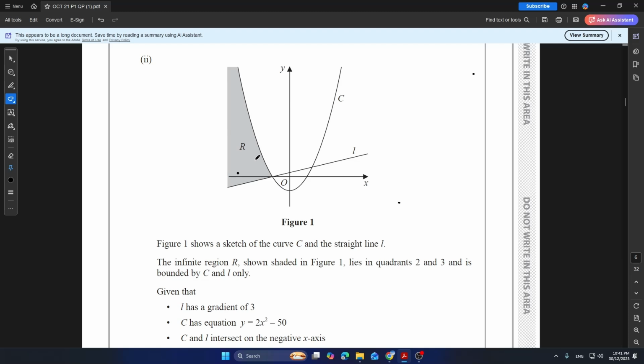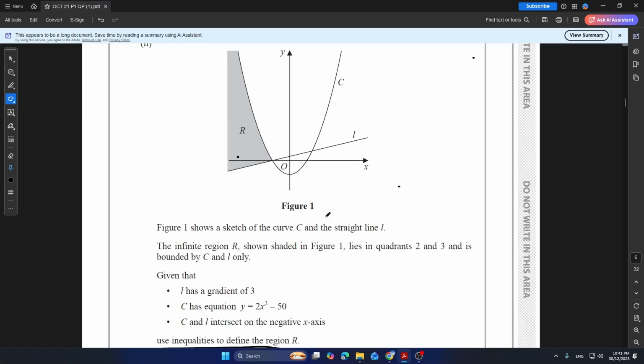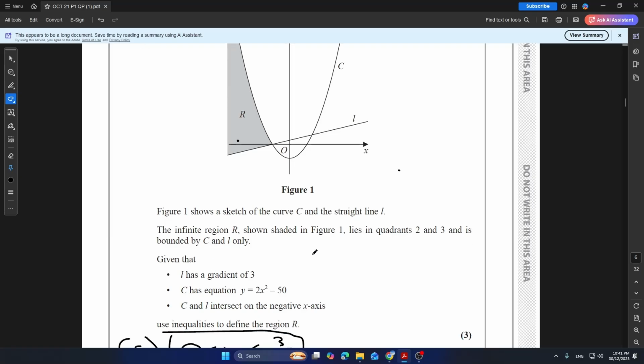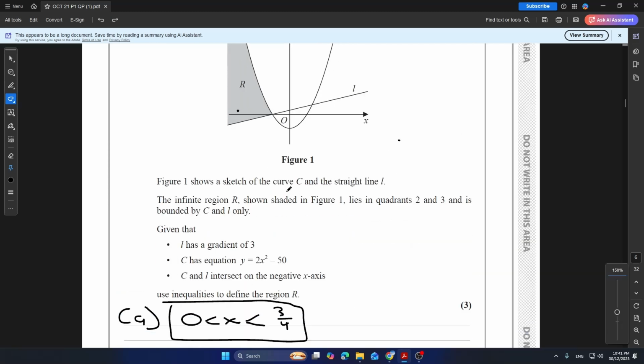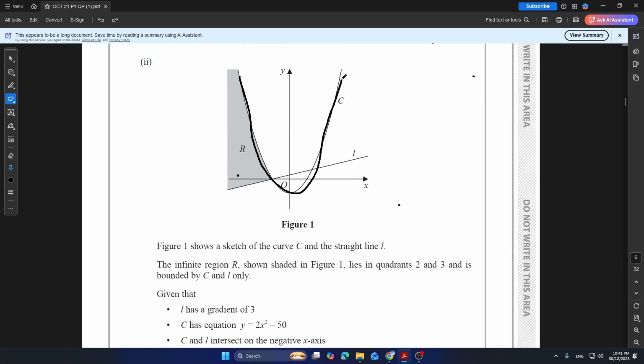So this region R is shaded, and it lies in coordinates 2 and 3, and is bounded by C and L only. Given that L has a gradient of 3, so the line L here has a gradient of 3, and this is a straight line. Any straight line has an equation of y equals mx plus c, where m is the gradient and c is the y-intercept. And C has the equation, which is the curve C, this one.